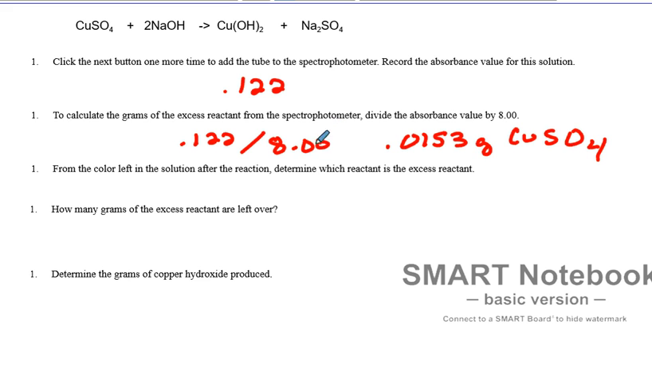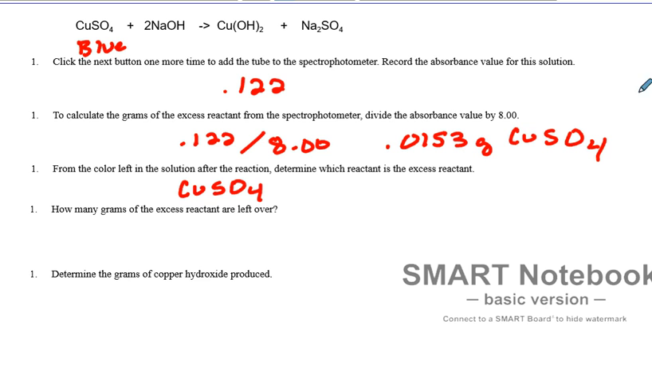Okay, and this 8, you'll learn more when we do solution stoichiometry. So from the color left over, blue, we know that this is blue right here. So that being left over, we know that the excess reactant is going to be the copper sulfate. So we'll put that right there.